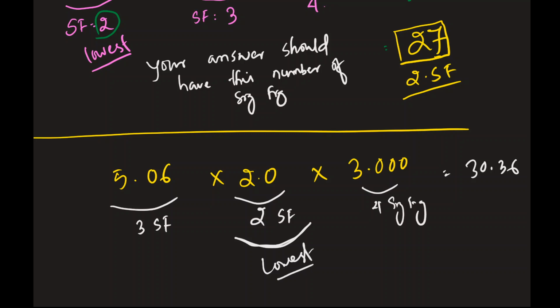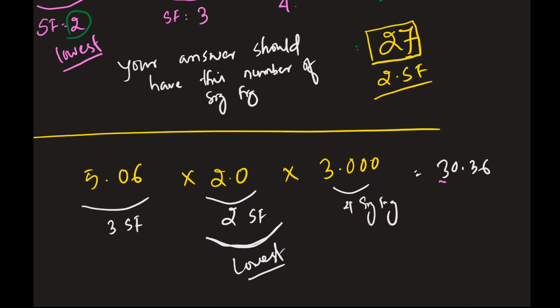So my answer should have how many figures? 2 figures. Right now I have 4, so I have to drop it to 2. So I have to drop 36, so this would go out. So the answer would be 30. Is it correct? No, it's not correct, because 30 has how many sig fig? 1.